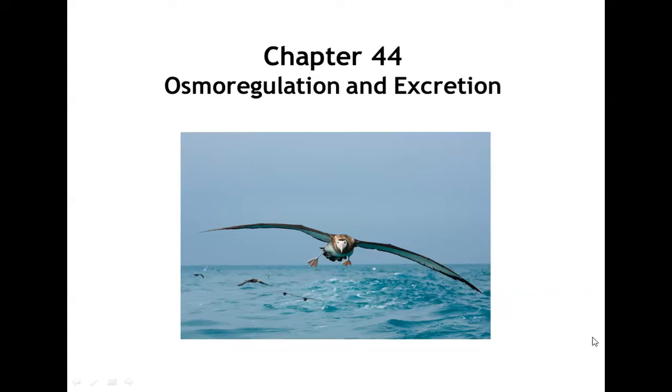Right, so chapter 44 is all about osmoregulation and excretion, how our kidneys work, and how we are able to maintain fluidity and keep in ions and other small molecules, and how we remove them when we get too many of them.